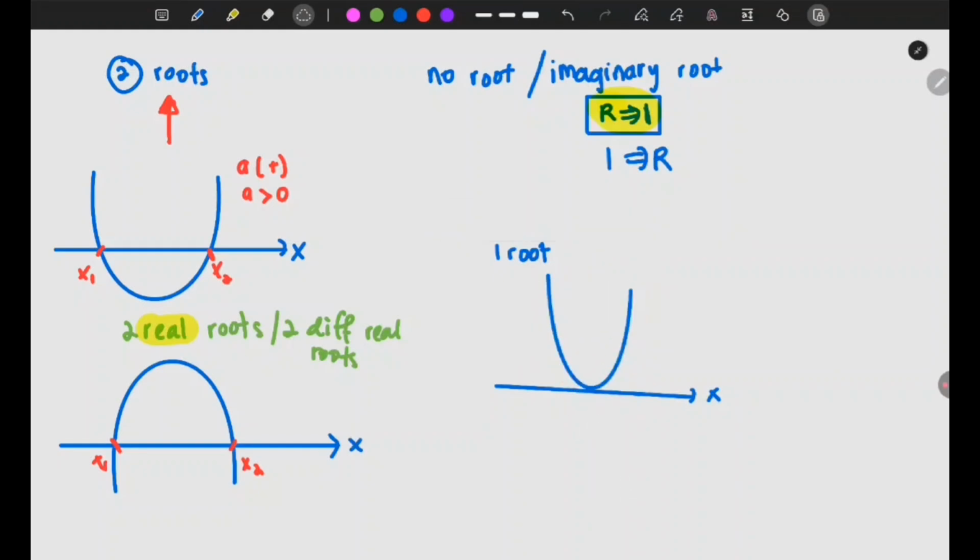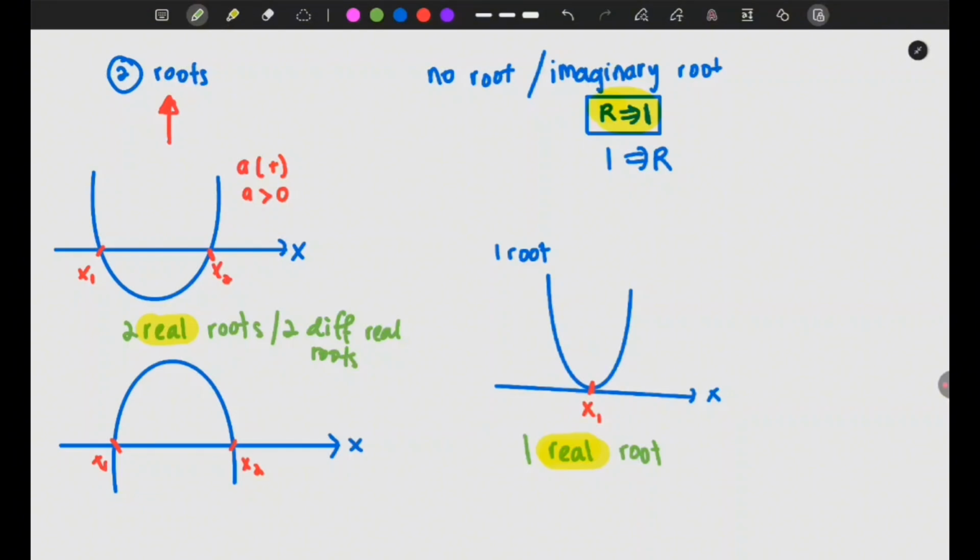So this, can you see the graph? They only touch at one point at the x-axis. So this one, we call it one real root. The real is very important. They like to use the word real. The word real can differentiate between the fake and the exact root. Imaginary and real, there's two different things. So the word real is very important.